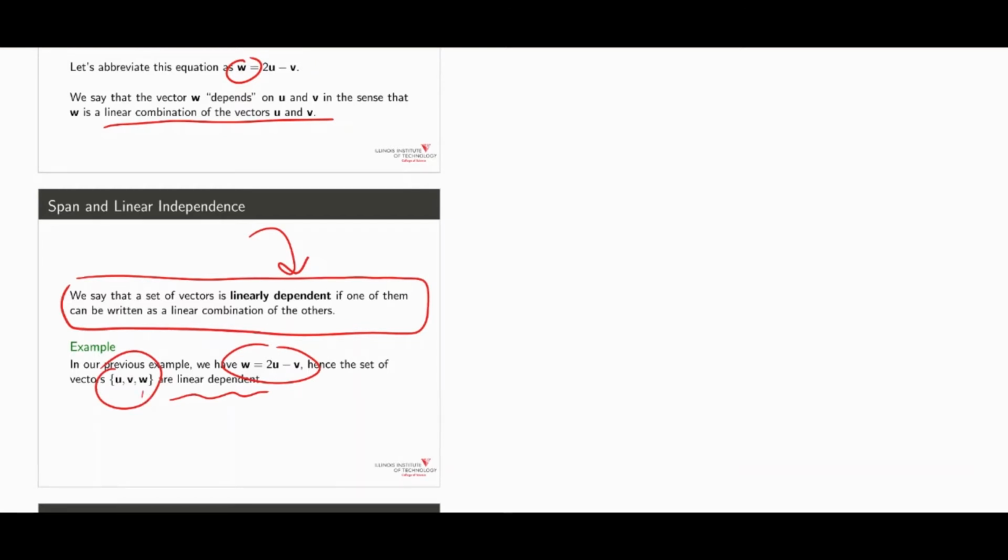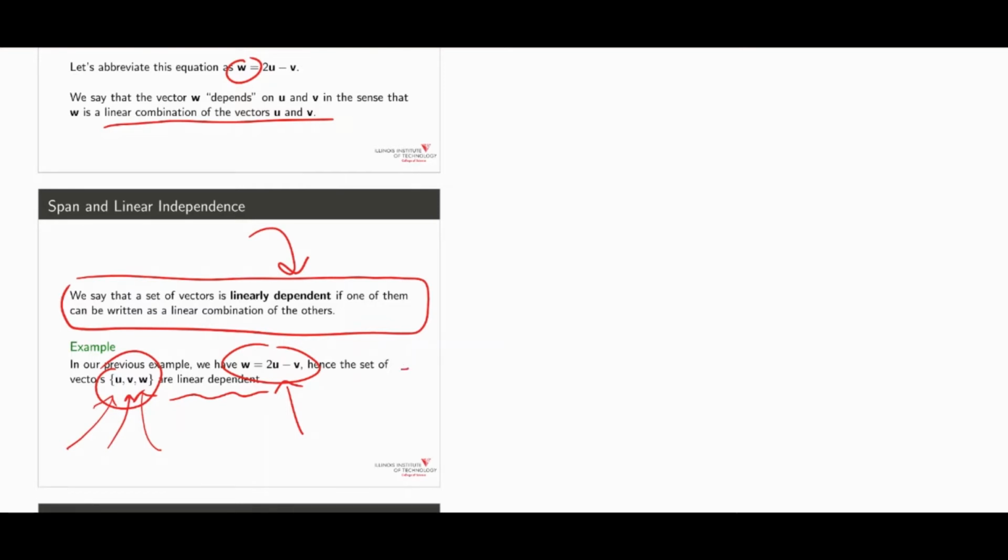Actually, the example that we have seen here is that w can be written as a linear combination of the other two, but you can also easily rearrange these equations, and you can also say the same thing for the u and for the v. They are all related to each other.